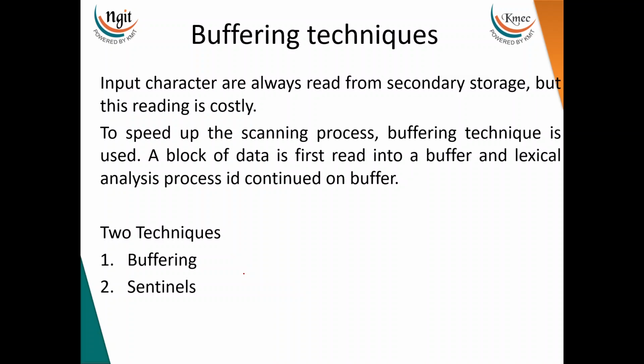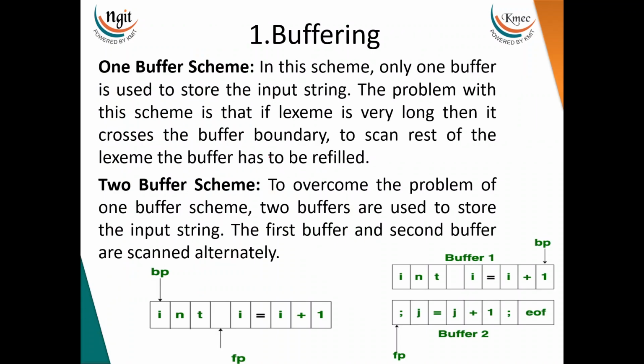To buffer that, we use two techniques: one is buffering and the other is sentinels. In the buffering technique, we have two schemes: the one buffer scheme and the two buffer scheme. In the one buffer scheme, we use a lengthy array so that the whole string is stored in a single one-dimensional array. Then we move through the buffer one by one.